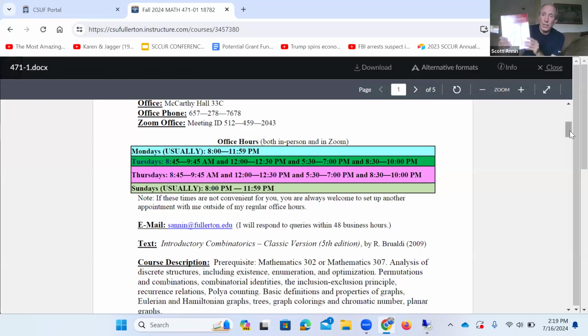The text for the course, I already showed it to you here. It's Brualdi's Introductory Combinatorics book. It's the classic version, and it's the 5th edition, and you do need to have this correct book. Now, I actually have a number of copies of this book in my office. So if you ever happen to come to campus and you're like, I want to work on Math 471, but I don't want to have to carry my book around everywhere, you can stop by my office and borrow a copy from me anytime. I do have a few copies.